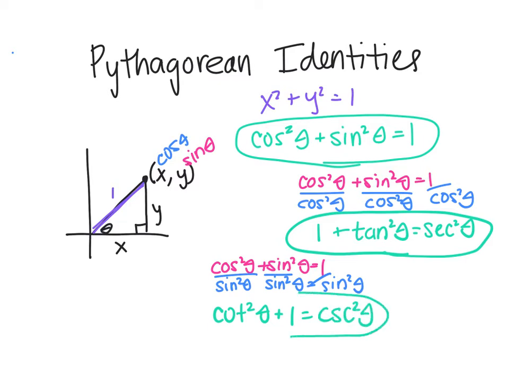So your Pythagorean identities are all these circled identities in green. Make sure you have those written down. You're going to be responsible for knowing the bulk of these. We'll give you hints, but you should be able to come up with these identities on your own. So now for a few examples of using them.